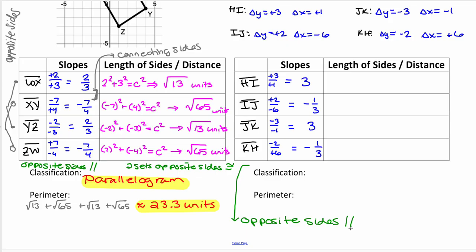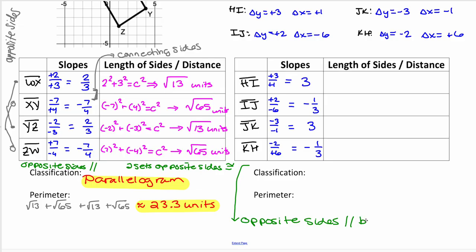So we're between a parallelogram, a rectangle, a rhombus, and a square. Now we also want to look to see if we have any perpendicular, because that would help us go towards a rectangle or a square, because those have right angles. So we want to look at the connecting sides, like 3 and -1/3. Well, 3 and -1/3 are opposites. Positive and negative are opposites. And 1/3 is the reciprocal of 3. So these are opposite reciprocal slopes. That means that these connecting sides are perpendicular.